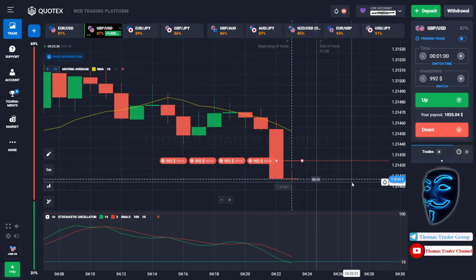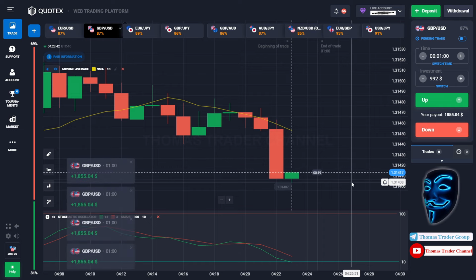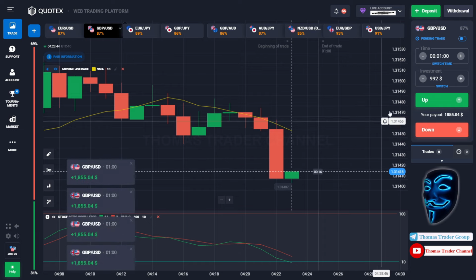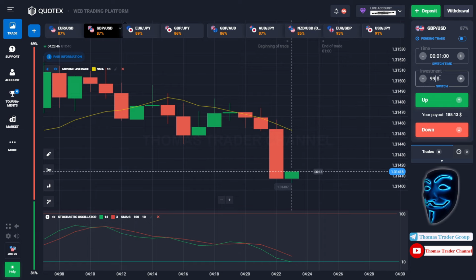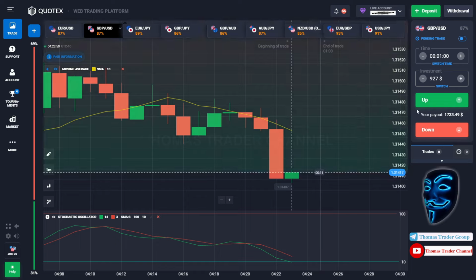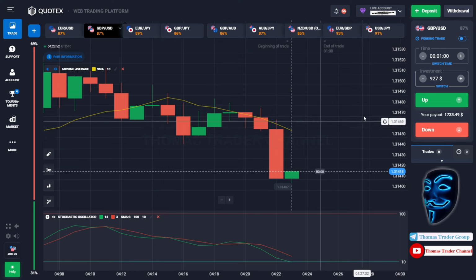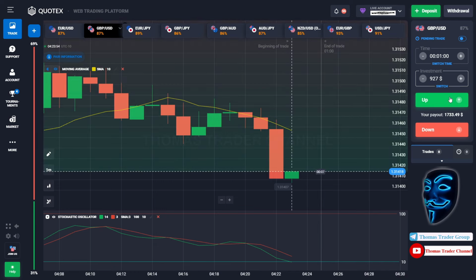Prediction over here, we made a profit of $7,400. Let's divide it into 8. We will open 8 position of $927 in the next open position. And over here, we can open buy for 1 minute.